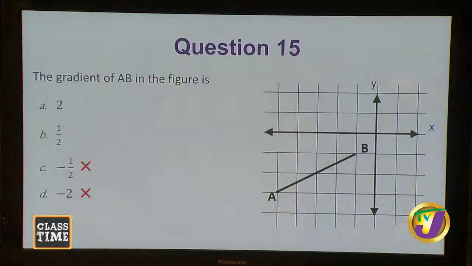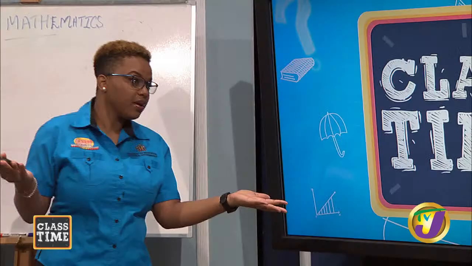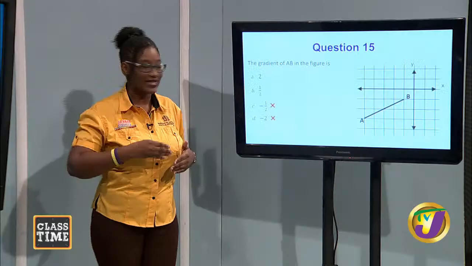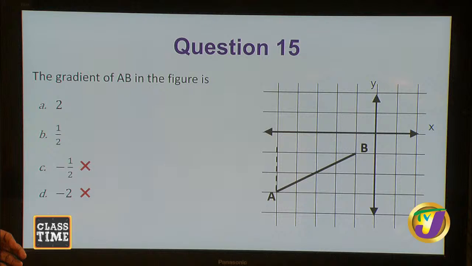Let's see. How do we find gradients? From a graph, that is, because we know it's the M in the equation. So yes, I need to see what's the vertical movement. Let's check that first. All right, so there's my vertical movement, and that's 2 units. Let's check my horizontal movement, 4 units.